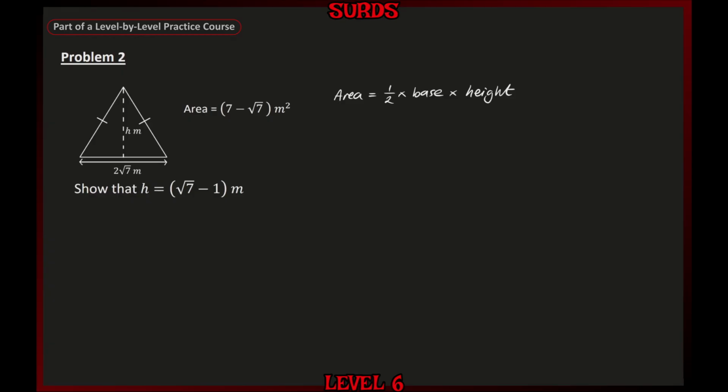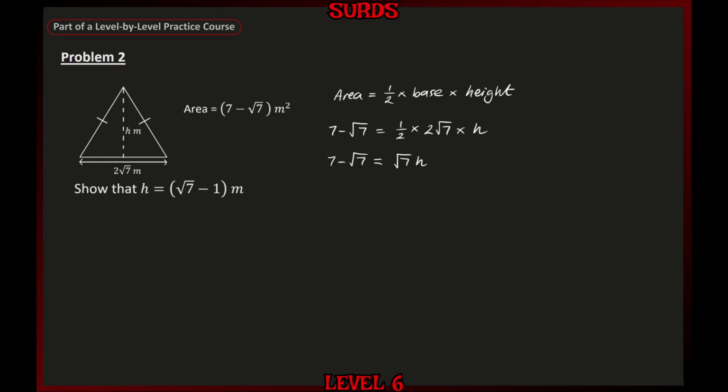And we can substitute in all the values that we know. So we're given the area, that's 7 minus root 7. We have a half multiplied by the base, and the base is 2 root 7, multiplied by the height, which is just h. So we can simplify the right hand side slightly. So the left is still just 7 minus root 7, and on the right, a half of 2 root 7 is just 1 root 7, or just root 7. So the right hand side just becomes root 7 h. We could write it as h root 7, either is fine.